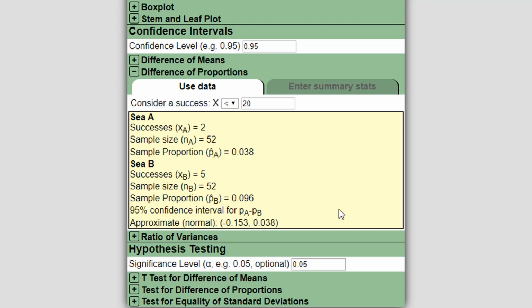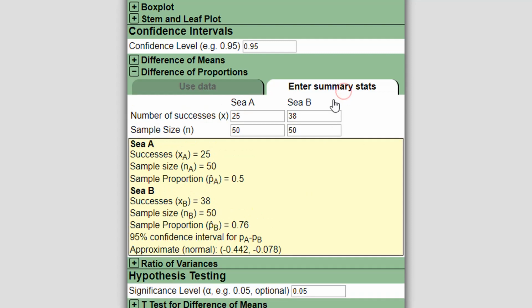difference, because in order for me to say that I am 95% confident that in one of the seas the proportion of pipsqueak sea turtles is higher than the other one, I would need this confidence interval to not include 0. But it goes from the negative numbers to the positive numbers, so it is not a conclusive confidence interval. If I did enter summary stats, you do the same thing by just entering the number of successes and failures in each of the two. And then it'll calculate the difference for you.